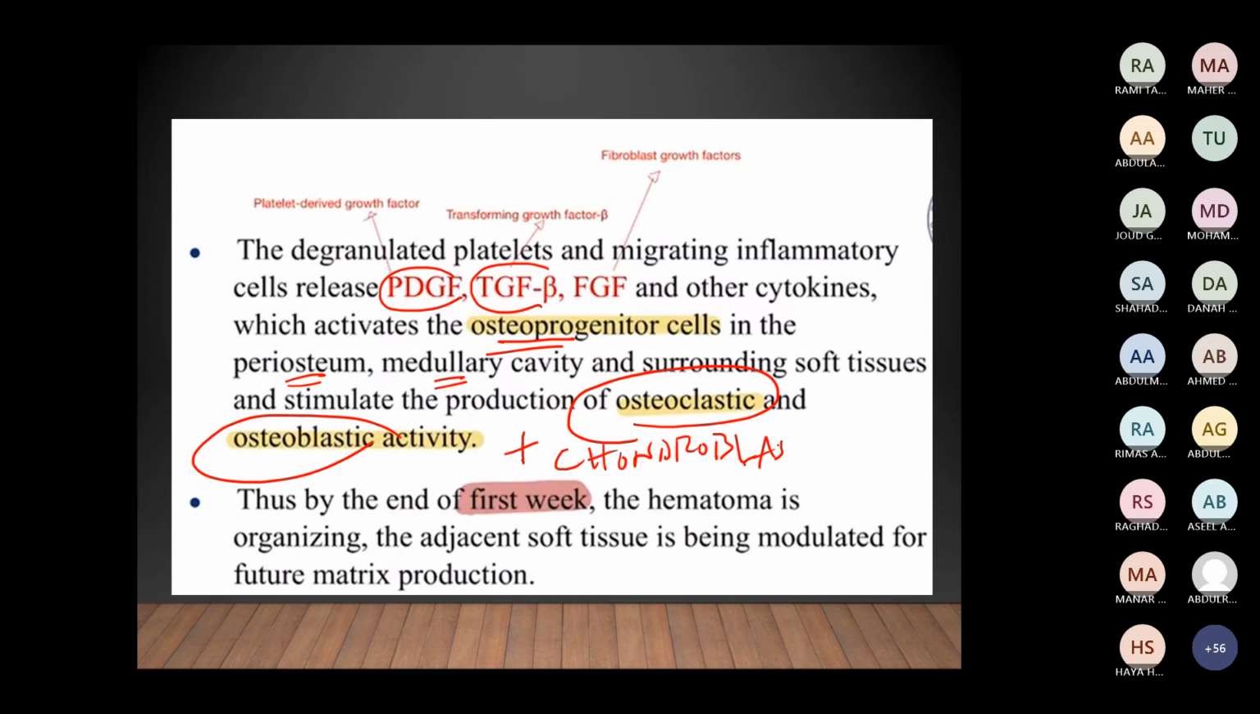Okay. Now these three things will help in bone formation. Osteoclasts will remove the bone, osteoblasts will form the bone matrix, and chondroblasts will help in the formation of membranous ossification. Okay. Thus, by the end of the first week, the hematoma is organized. That clot is organized. Adjacent soft tissue is being modulated for future matrix formation, and now you have a soft callus formation. Okay. I go further now.